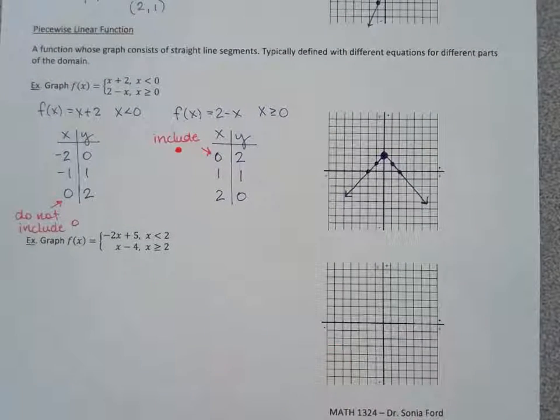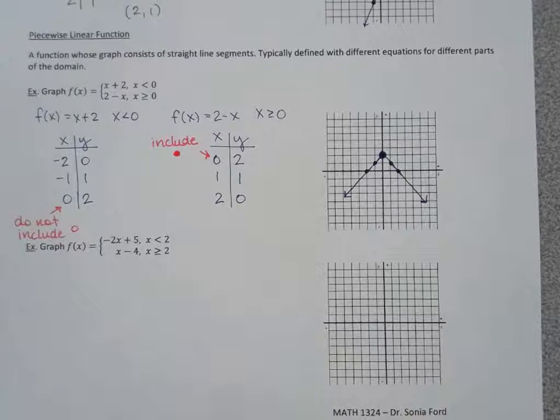And so there's the graph of my function. It's actually called an absolute value function. This one's reflected, but it's an absolute value function.